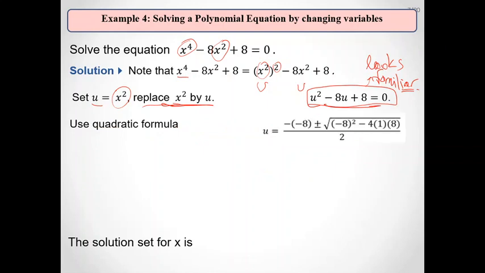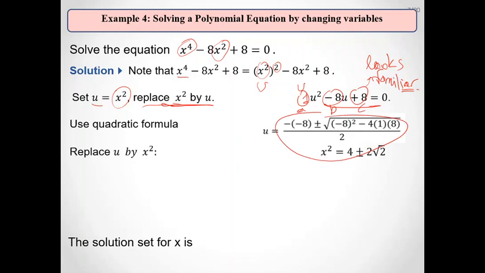So then use the quadratic formula: a is 1, b is this, and c is this, and then put these here. After some work, we get these two: u is equal to 4, 1 plus minus 2 square root 2, and then you change u back to x squared.